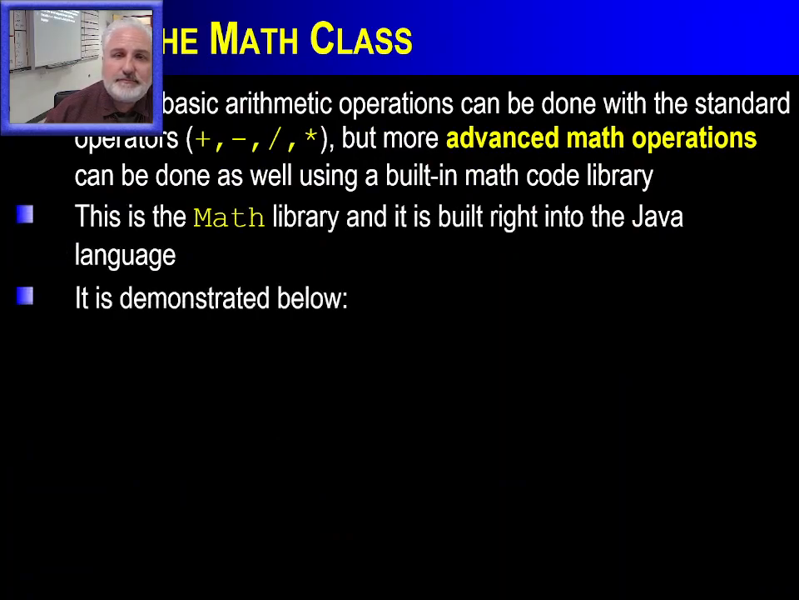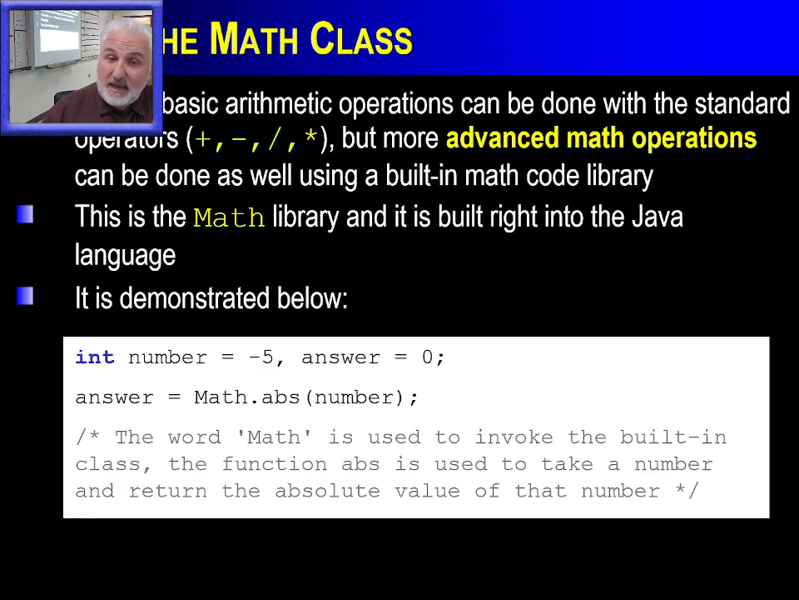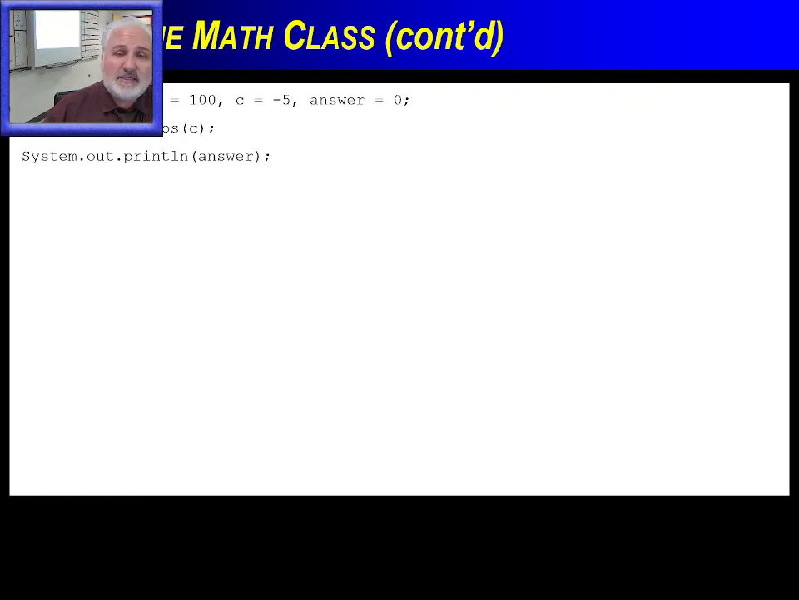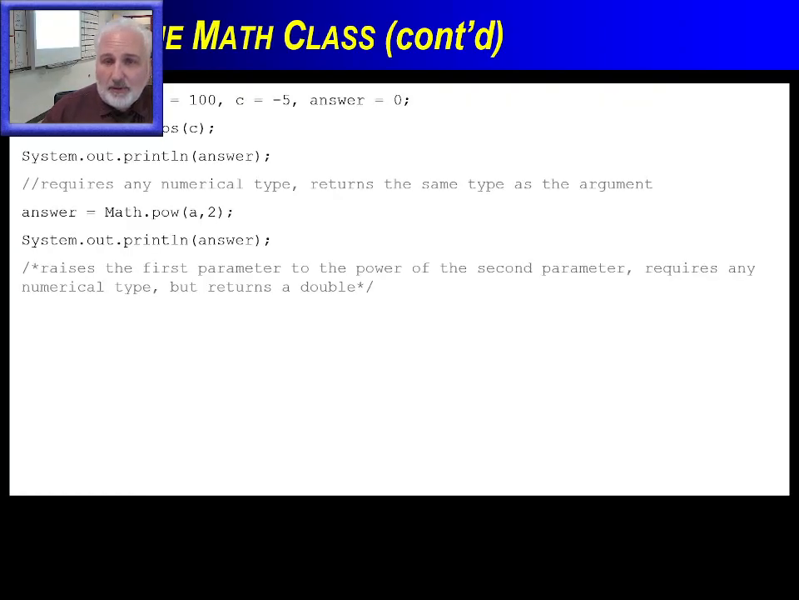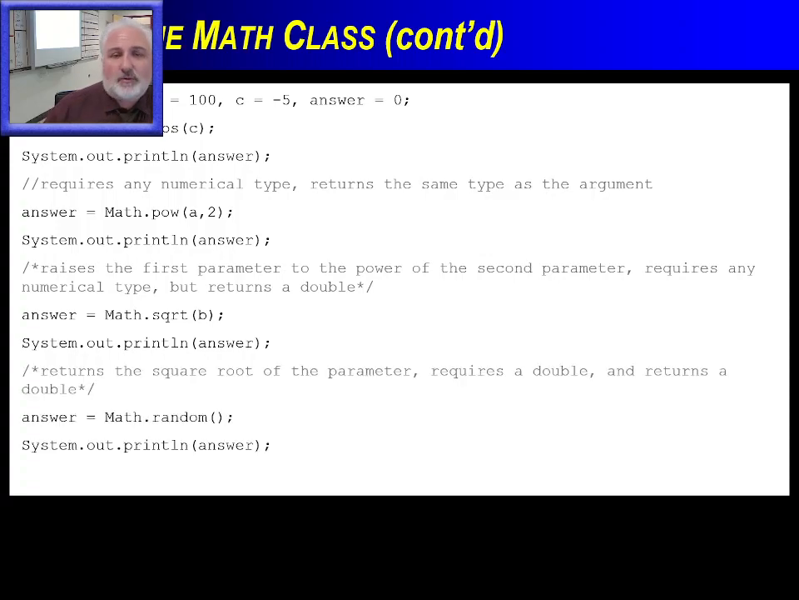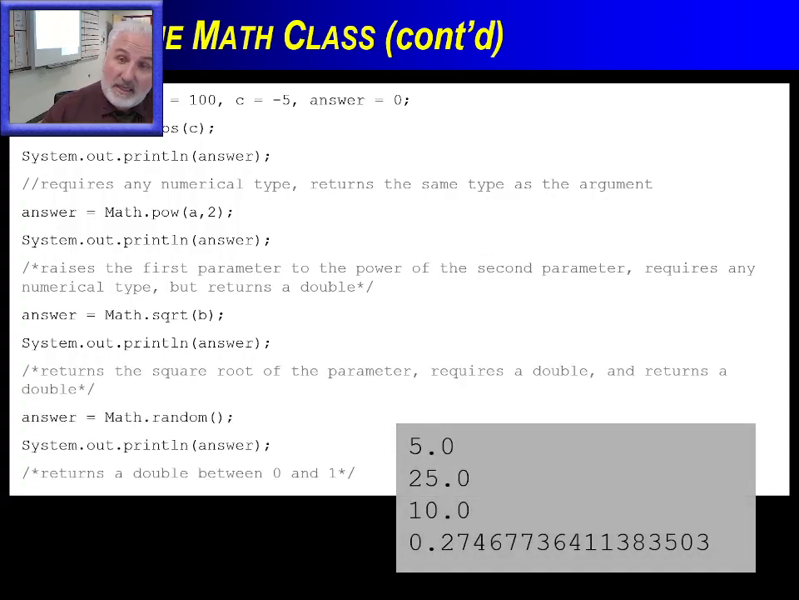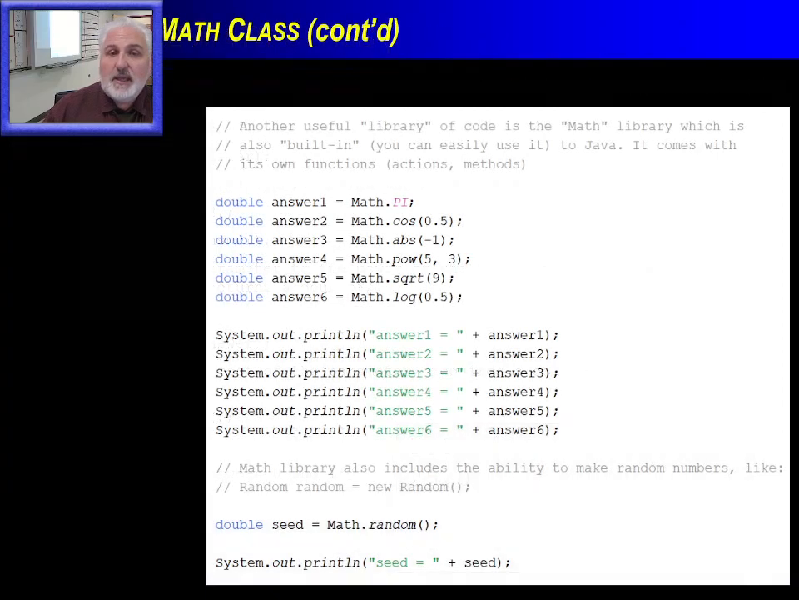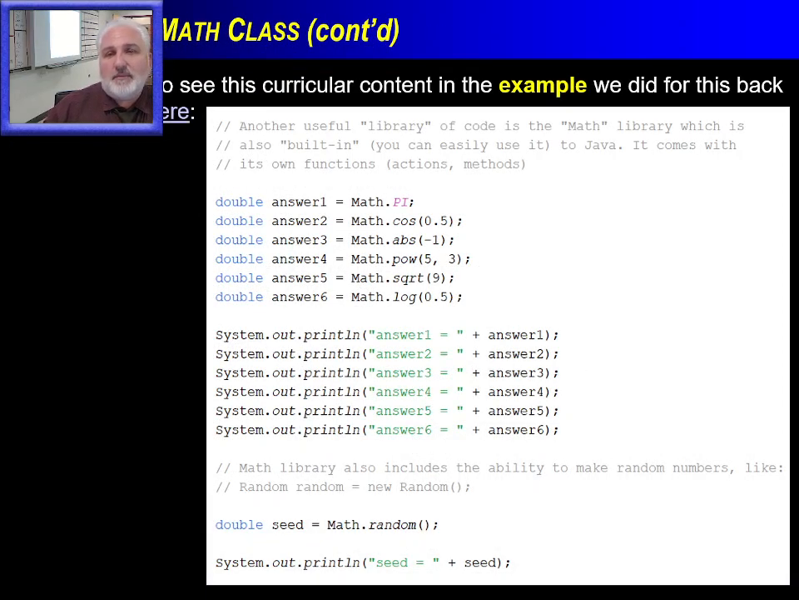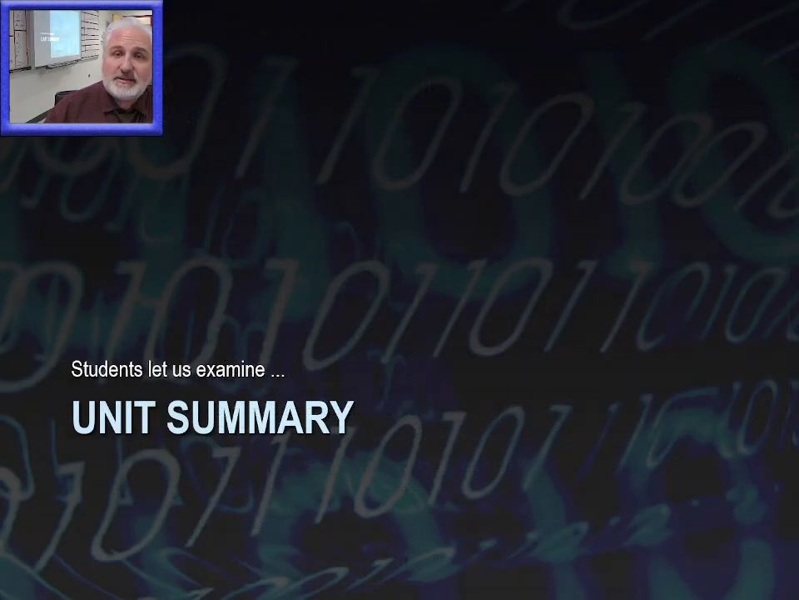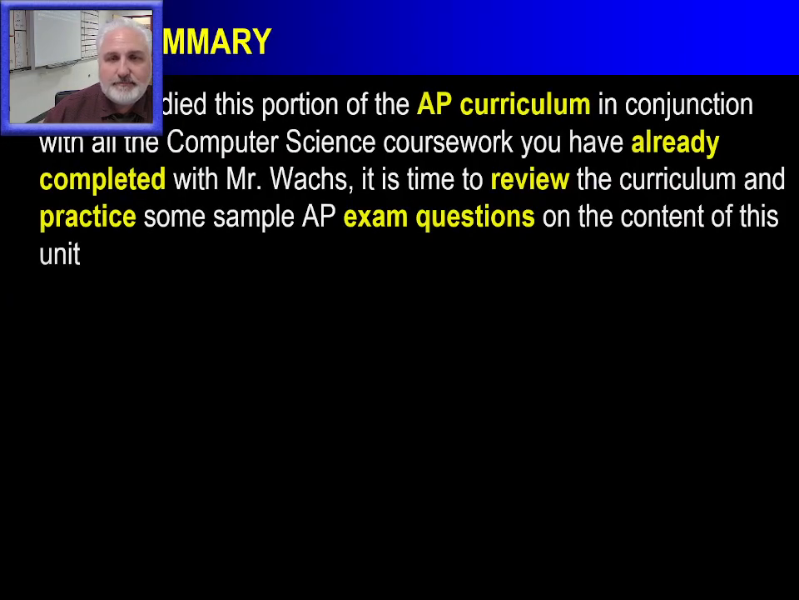All right. So here again, you can see that same slide again about the math class and how it can be used for things like absolute value or powers or square roots or even logarithms, and as well random values. And then how random values can be manipulated using things like formulas and parameters to generate random numbers in specific ranges. All right, let's summarize this unit.